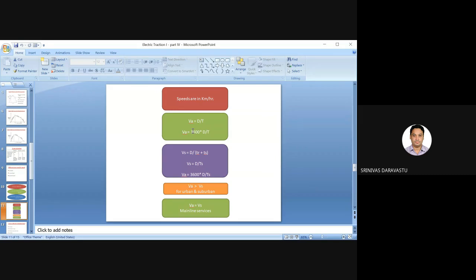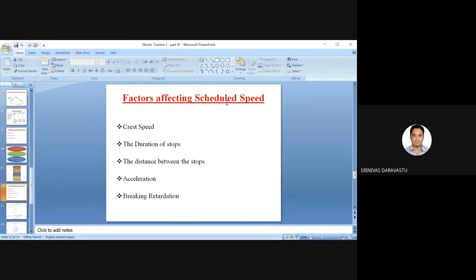Now the average speed is always greater than the scheduled speed for urban and suburban services, and for mainline services VA value is equals to VS. The factors affecting the scheduled speed are the crest speed, the duration of stops, the distance between the stops, acceleration and braking retardation.